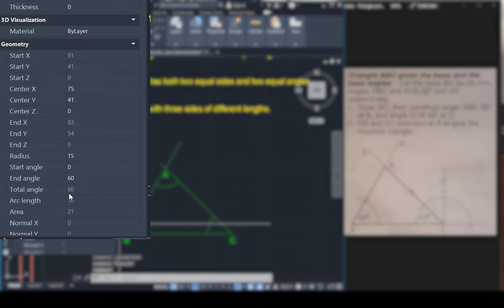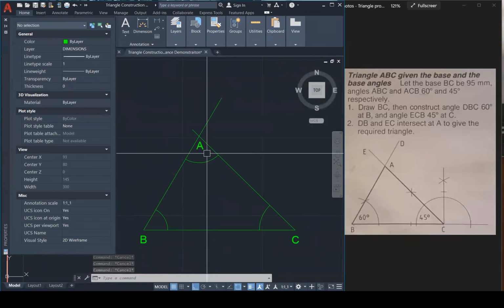Angle there. It says total angle. That's 45. Okay. Here, that's 60. Here, that's 75. All right. So that's one way we can see the angles.